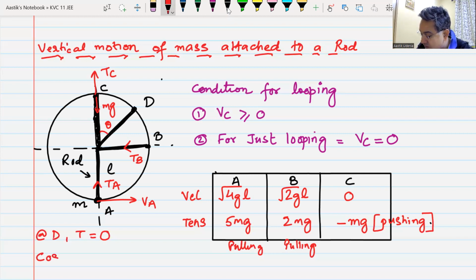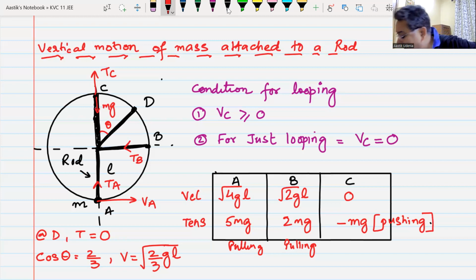Remember, the value of this cos theta, the angle it makes with the vertical, is 2 by 3. Its velocity is root over 2 by 3 GL. These are the two things that you should remember. At which point the tension becomes zero. At point D, the tension becomes zero. The angle is cos theta is 2 by 3, and the velocity at the point D is root over 2 by 3 GL. I will give you 2 minutes to note this down.